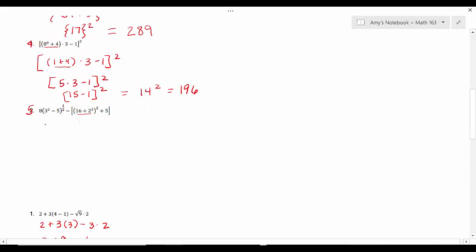Look at the brackets first for the parentheses. 16 divided by 2 cubed squared plus 5. 16 divided by 2 cubed is 8.